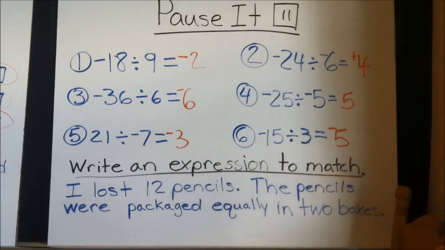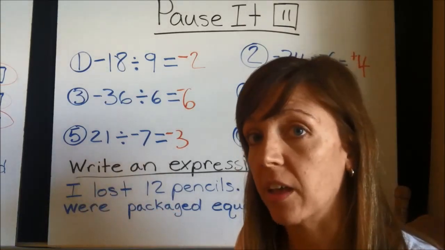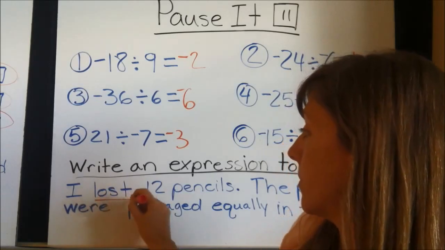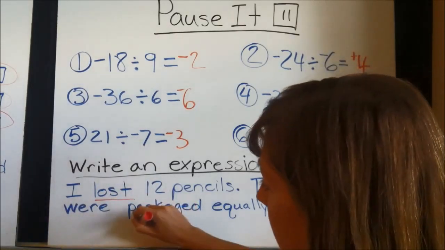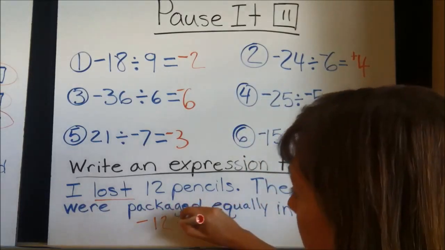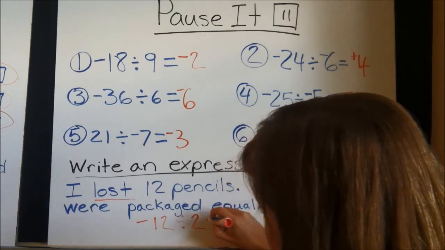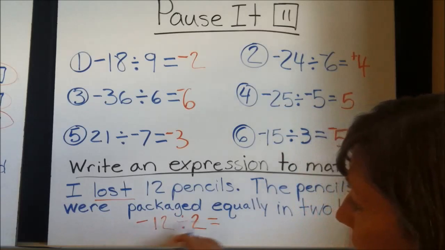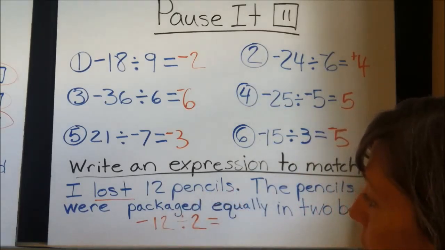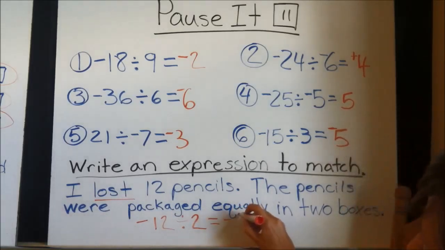Write an expression to match. I lost 12 pencils. The pencils were packaged equally in 2 boxes. So I lost 12 pencils. A loss is a negative value. So losing 12 pencils, that's my clue that this is a negative 12. And the pencils were packaged equally into 2 boxes. So I'm going to divide negative 12 by 2. This is the expression that matches the word story. Negative 12 divided by 2 equals negative 6.